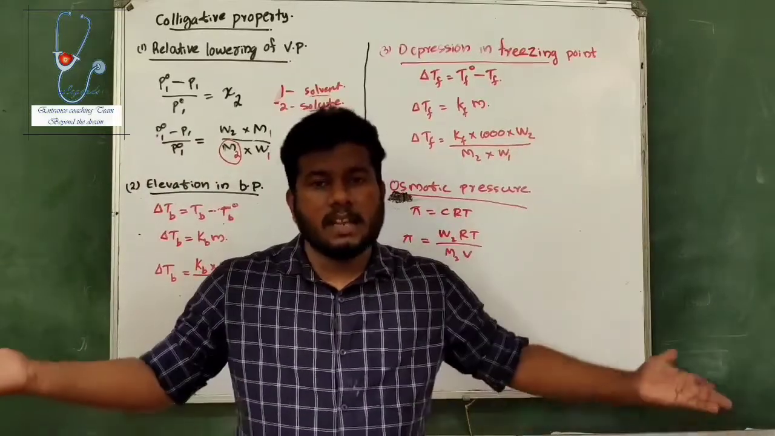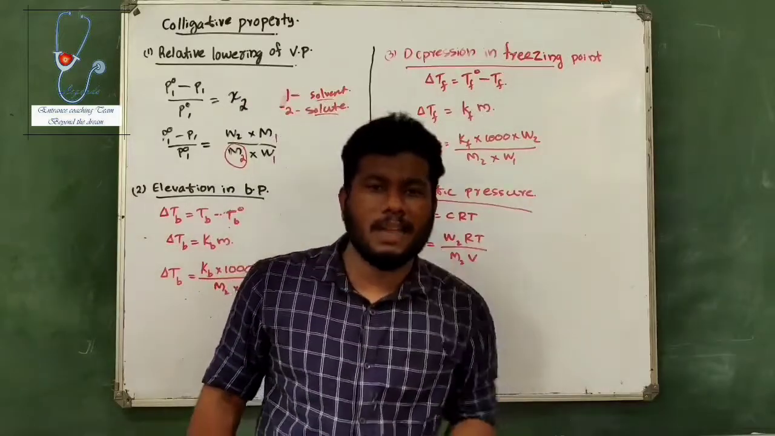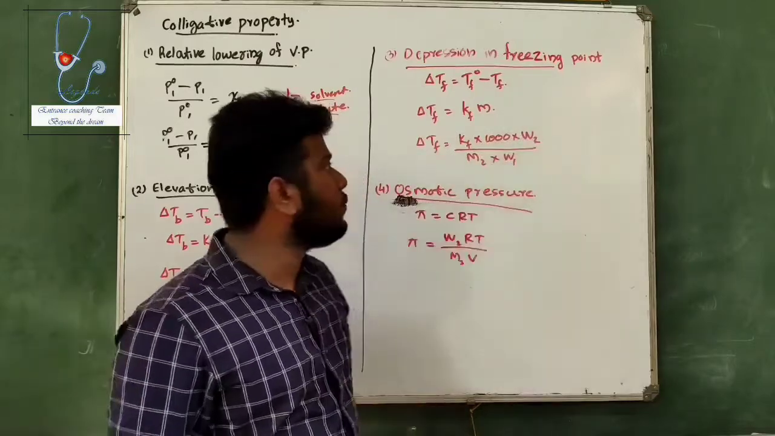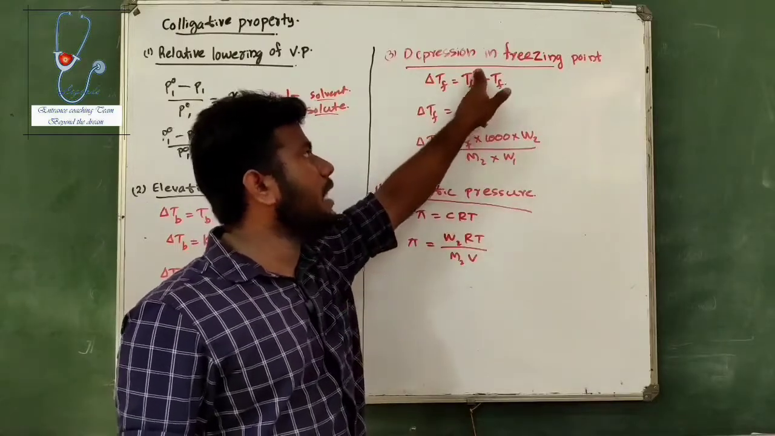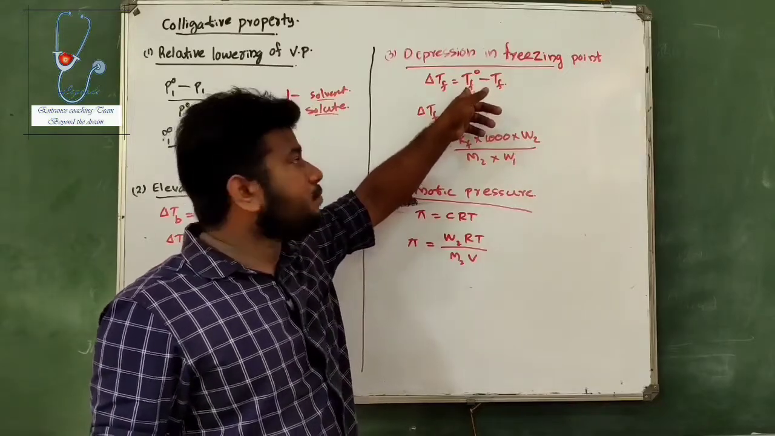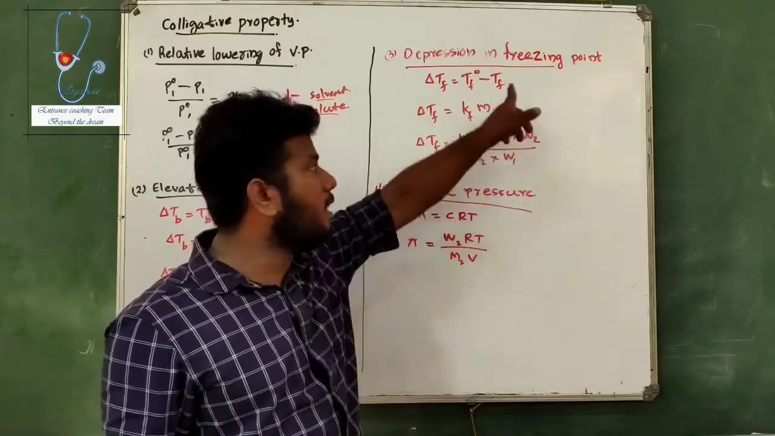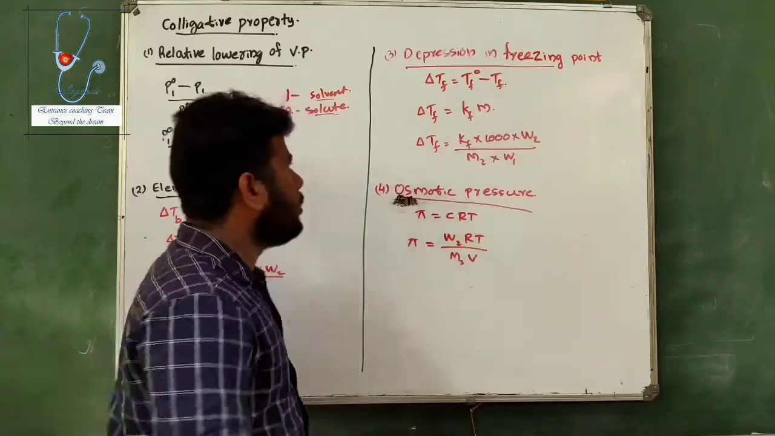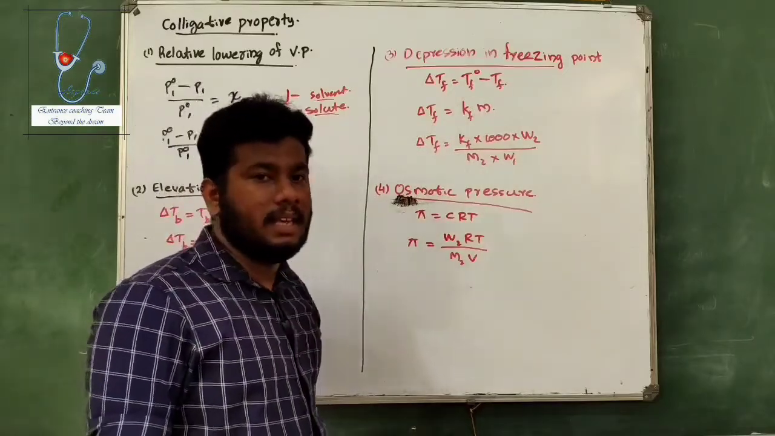Next, depression in freezing point. What is depression? Depression means decrease in freezing point. Then depression in freezing point, delta TF is equal to TF0 minus TF. TF0 means freezing point of pure solvent, and TF means freezing point of solution.